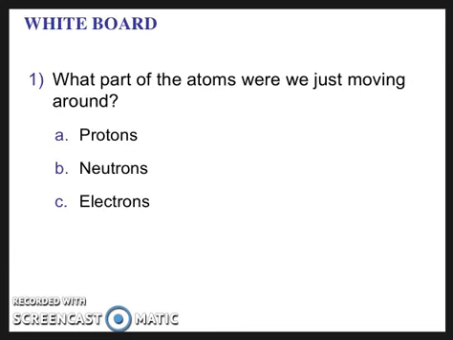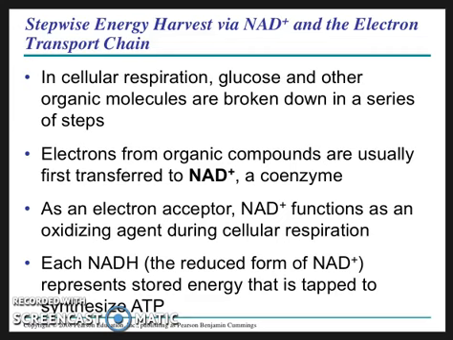Okay, so what were we doing? What part of that atom were we just moving around? Who was getting arranged? How was that working? Remember, it's the electrons. So we're doing the electrons, and that's great, but okay, how? How are we doing that? How is that happening? So that's what we need to talk about. How are we shuffling electrons?